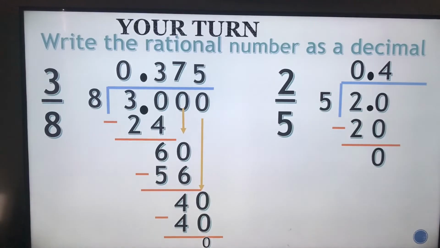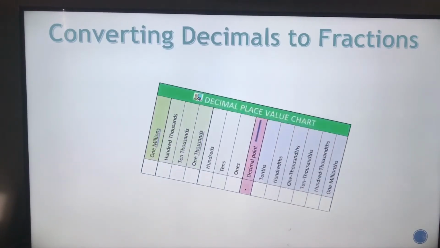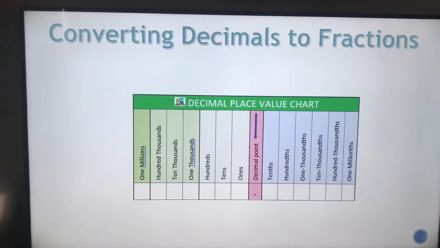So there is some benefit to memorizing what some rational numbers are as decimals, and it saves you some time. I'm not saying spend forever memorizing them, but have a good understanding of what they look like. All right. I think decimals to fractions is a lot easier. But before we can do that, let's go back and review our place value chart.